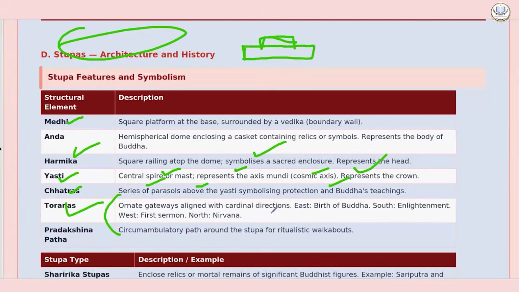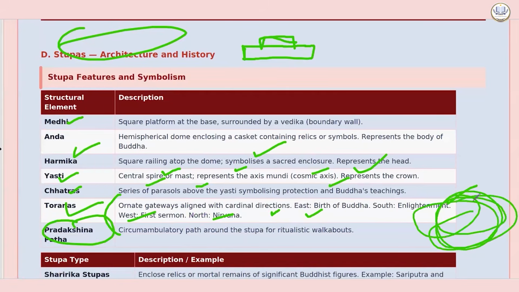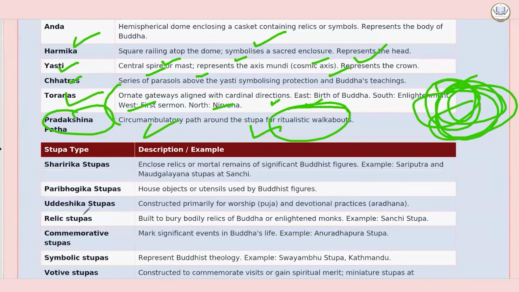Toranas are ornate gateways aligned with the cardinal directions. East is the birth of Buddha, south is enlightenment, west is the first sermon, north is nirvana. And pradakshina patha, like your temples, we go in temples and do pradakshina. So it is a circumambulatory path around the stupa for ritualistic walkabouts.